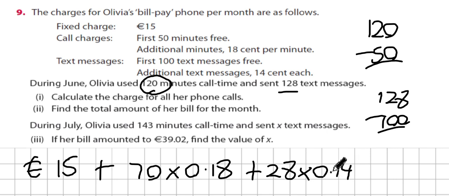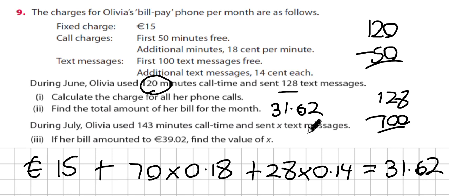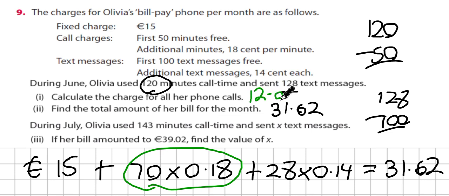0.14. Add all this together and you should get your grand total. What do you get as your grand total? How much? €31 and 62 cents. Oh, sorry guys, I sort of jumped the gun here, didn't I? I got the answer for the second part, but I also need the answer for the first part, which is just the phone calls. So what's 70 times 1.18? €12 and 60 cents. Is that okay?